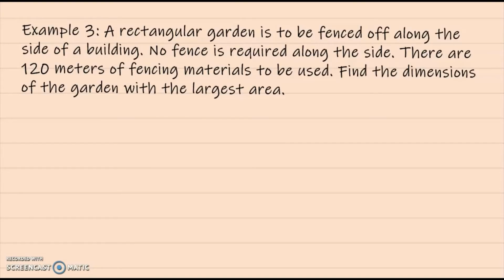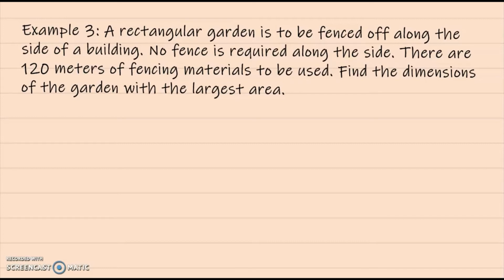Now let's have example 3. A rectangular garden is to be fenced off along the side of a building. No fence is required along the side. There are 120 meters of fencing materials to be used. Find the dimensions of the garden with the largest area. So before we try solving the problem, it's important that we know how to identify the important given in the problem.